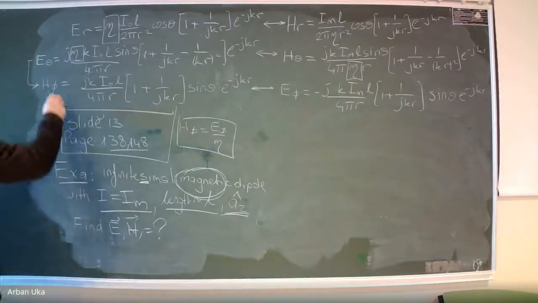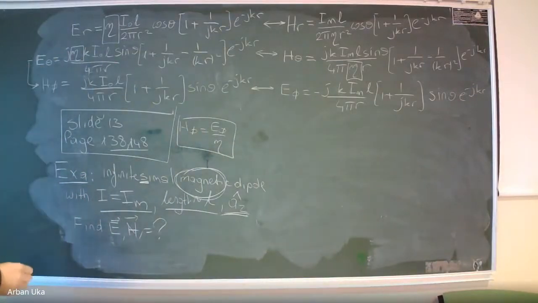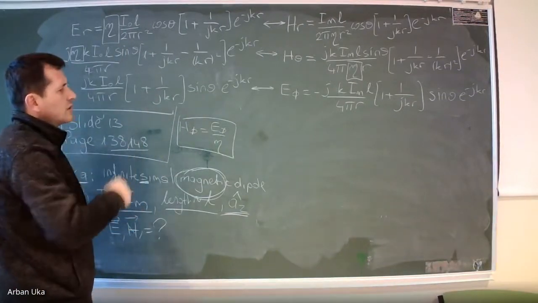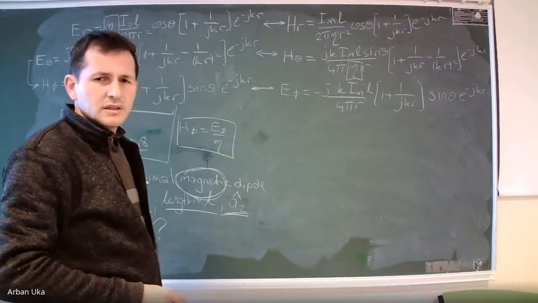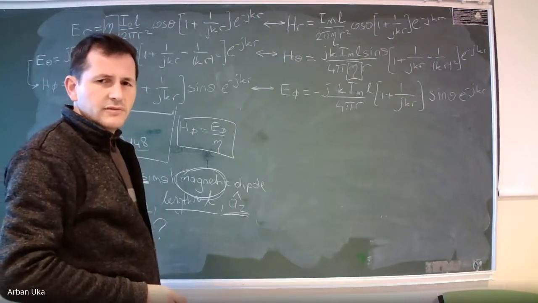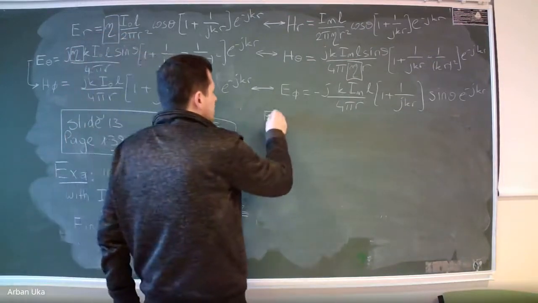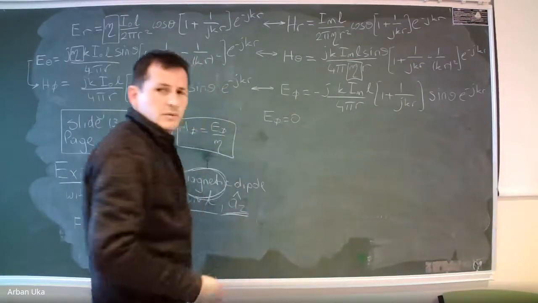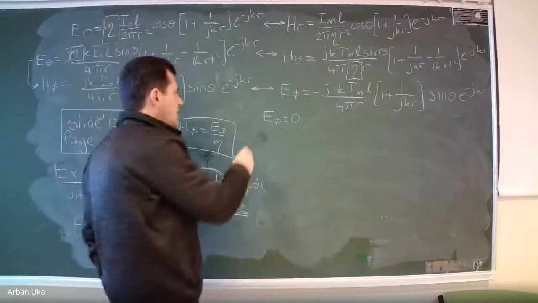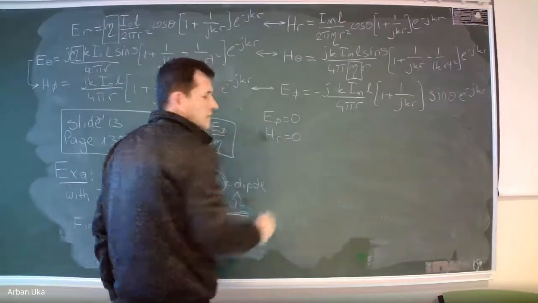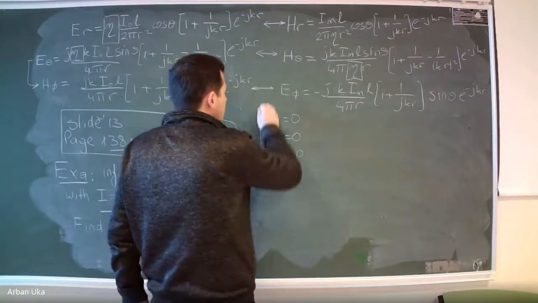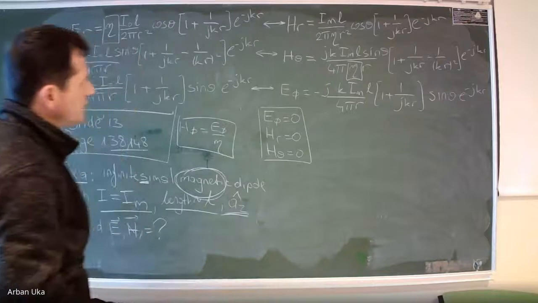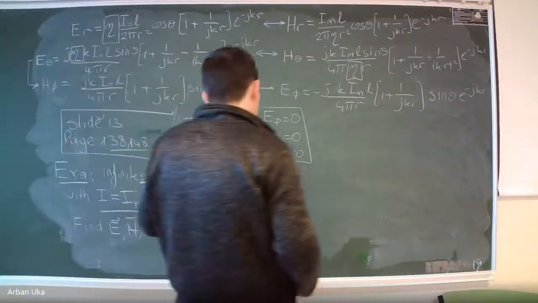So we were given these three expressions, which were for the non-zero terms, and then we had also some terms which were equal to zero. In the electric field case, we had E phi equal to 0. We have also HR equal to 0 and H theta equal to 0. Now, in a similar way, we should also determine what is the H phi.